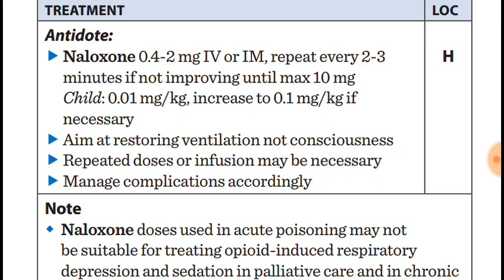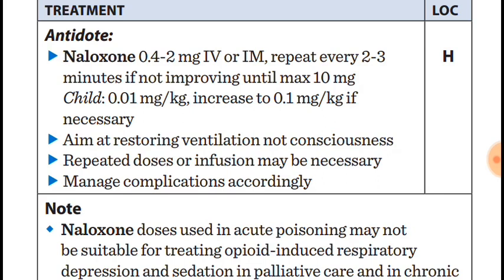For children, you give a dose of 0.01 milligram per kg and increase to 0.1 milligram if necessary. Our aim is restoring ventilation, and you repeat the dose or infusion.